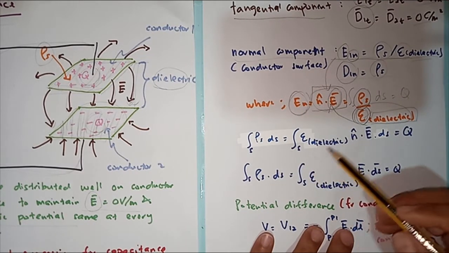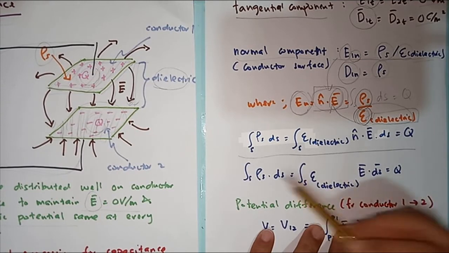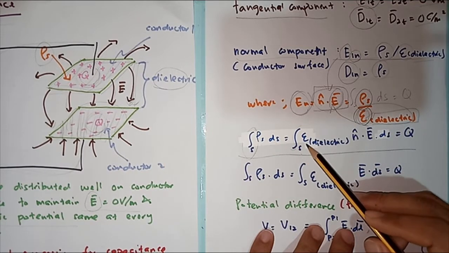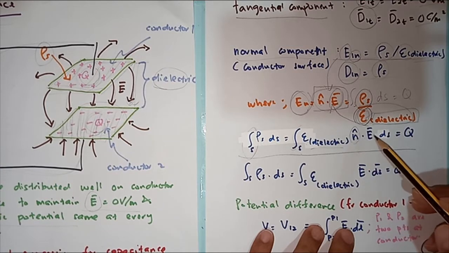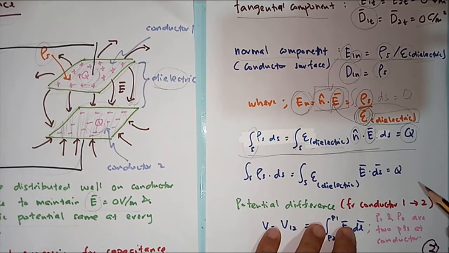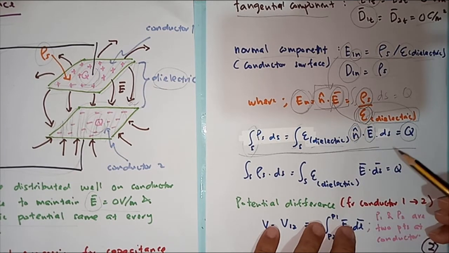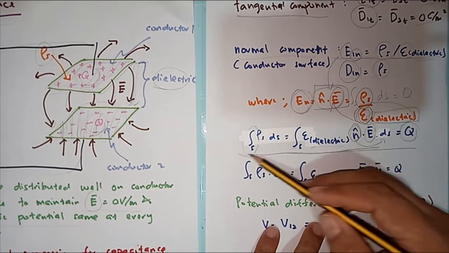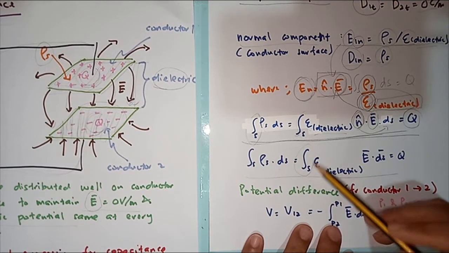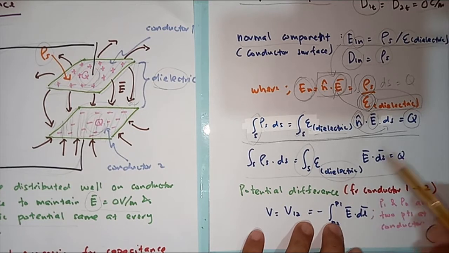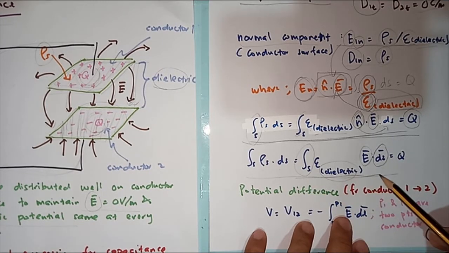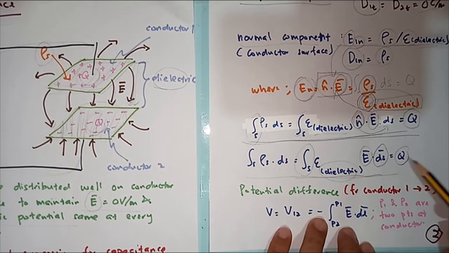The solution is given by this equation: the surface integration of rho s dot ds is equal to the surface integration of epsilon of the dielectric multiplied by n cap dot the vector E dot ds, and the solution of this operation is equal to Q. The n cap is also in the direction of the surface, so we can rewrite this expression as below: the surface integration of rho s dot ds is equal to the surface integration of epsilon of the dielectric multiplied by the vector E dot the vector ds, and the result of this operation is equal to Q, the value of the charge.